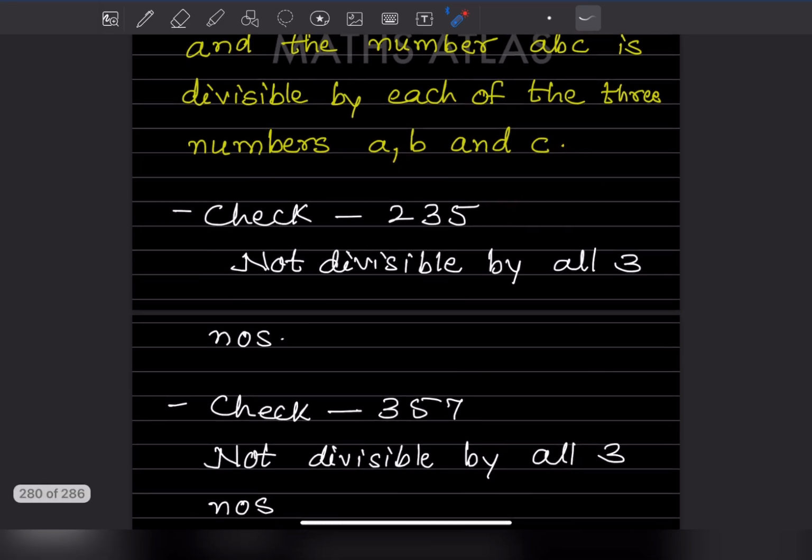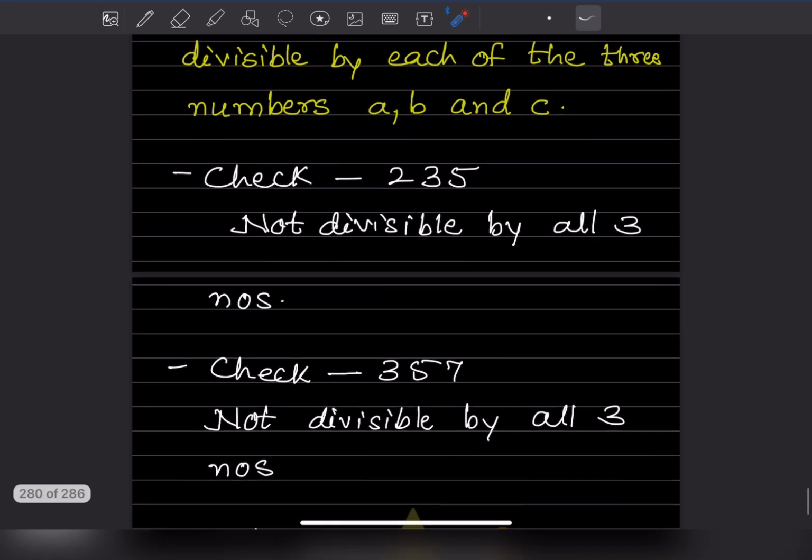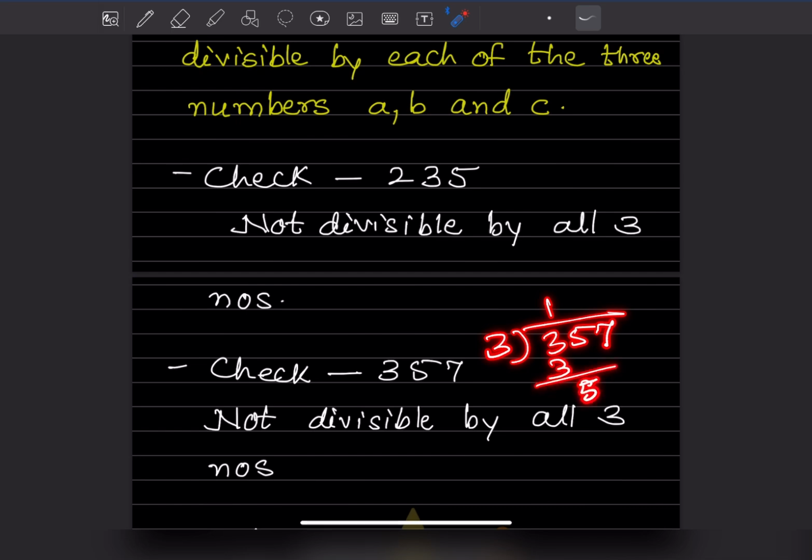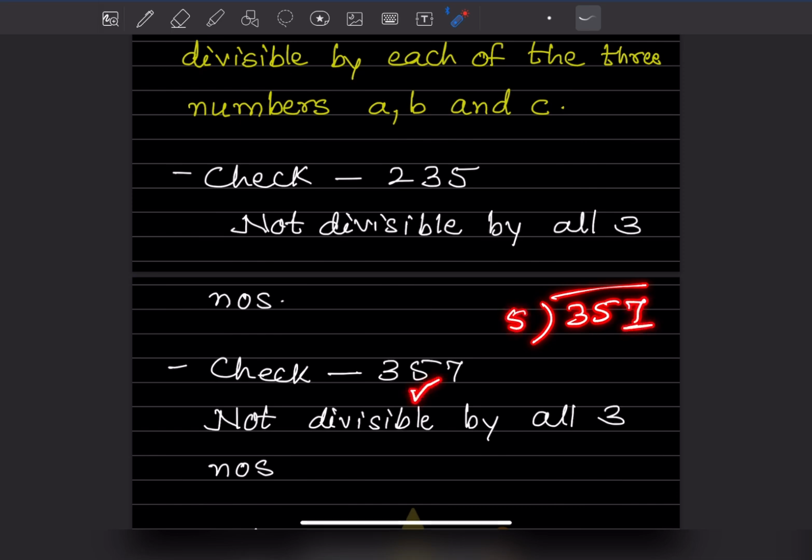Now if we take the prime numbers 3, 5, 7, the number 357, we will check again. 357 by 3: 3 ones are 3, this is 5, 3 ones are 3, this is 27, 3 nines are 27. It is divisible by 3. But it is not divisible by 5, because the last digit is 7. In the divisibility rule for 5, it should be either 0 or 5. So this is not divisible by 5.